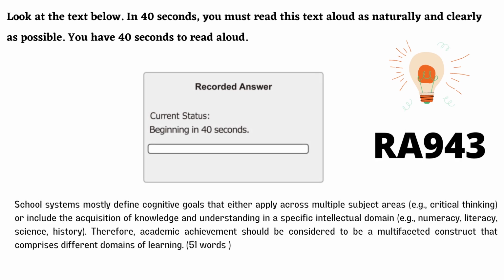School systems mostly define cognitive goals that either apply across multiple subject areas, for example, critical thinking, or include the acquisition of knowledge and understanding in a specific intellectual domain, for example, numeracy, literacy, science, history. Therefore, academic achievement should be considered to be a multifaceted construct that comprises different domains of learning.